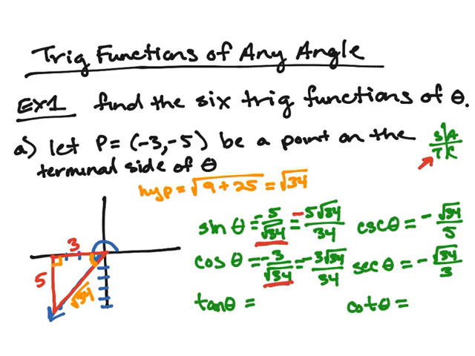Tangent is opposite over adjacent. So we're going to get 5 over 3. Should it be positive or negative? Okay, quadrant 3, that T stands for tangent, is positive. So it's going to be positive, and this 5 over 3 doesn't simplify, so cotangent, really easy. Just take the reciprocal.